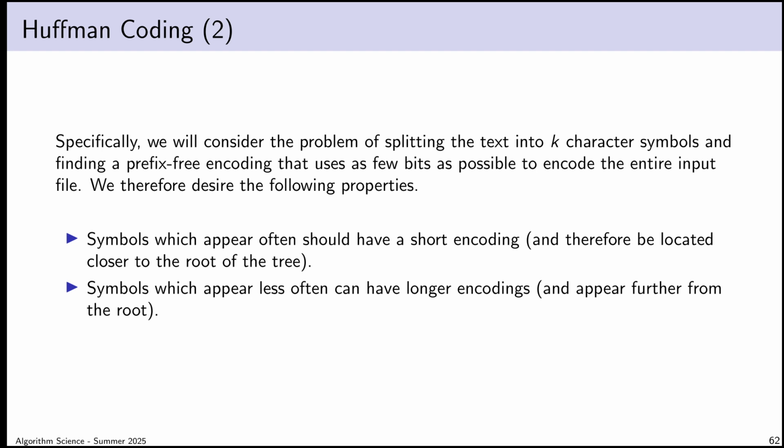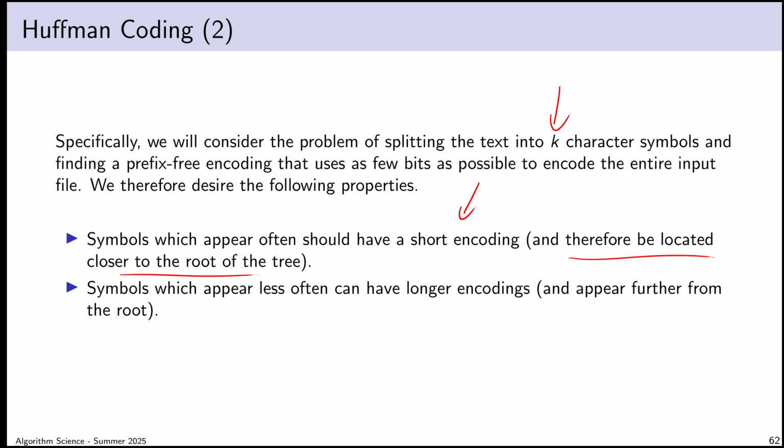So I guess what we'll do is consider this problem. I split the text into symbols that are K characters apiece. Let's just do 1 character for the time being. And then I want to find a prefix-free encoding that uses as few bits as possible overall. So not as few bits per individual symbol, but the smallest number of bits if I consider the entire encoded sequence. And so I suppose we want the following properties, which are 2 sides of the same coin. If a symbol appears a lot, I want it to have a short encoding. In other words, I want it to be at a low depth.